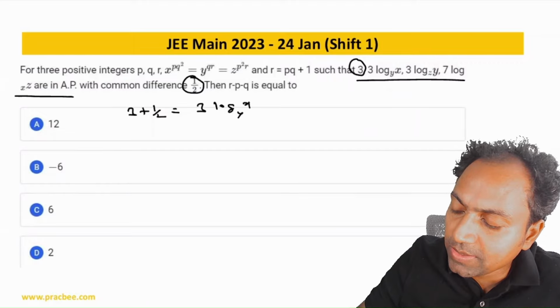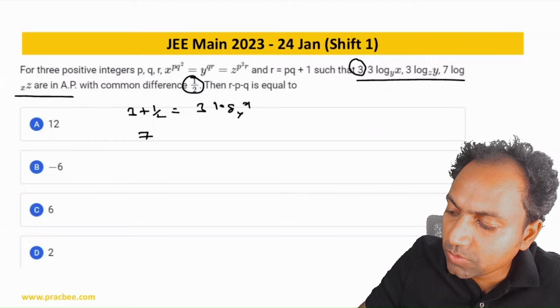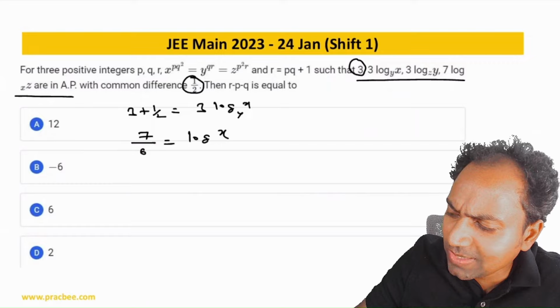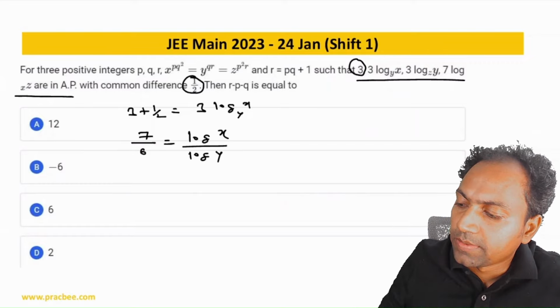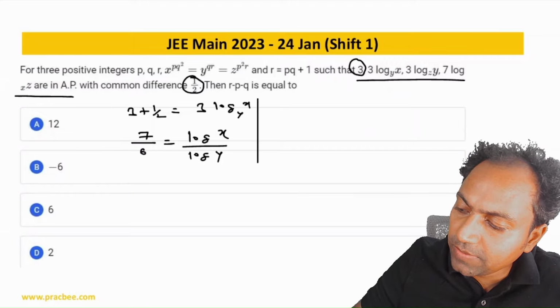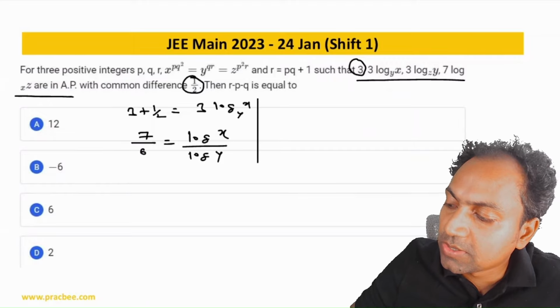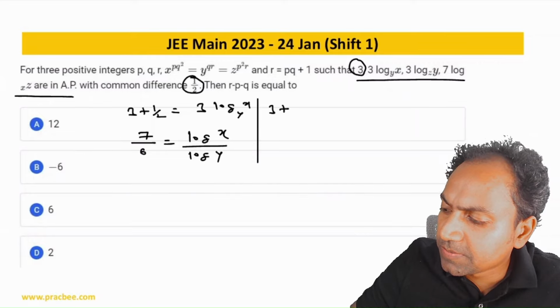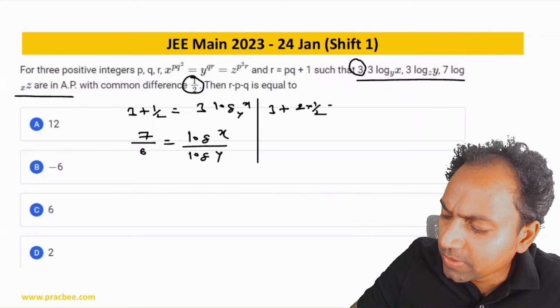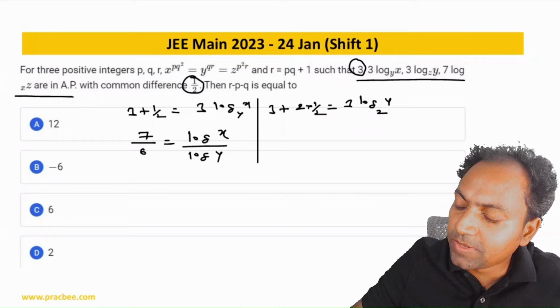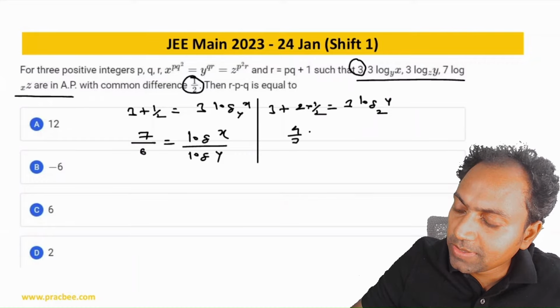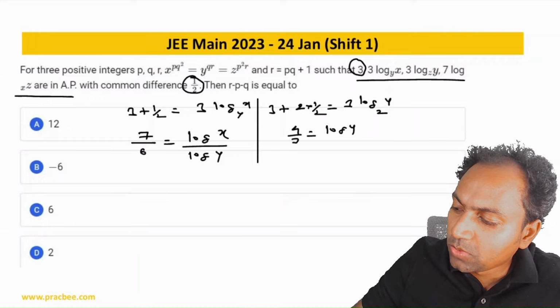Okay, so if I take the things on the left hand side, it is going to be 7 by 6 is equal to log of x to the base y. That can be written by base change formula as log x by log y. Fine. In the similar manner, if I look into the third term, it is going to be 3 plus 2 into 1 by 2 is equal to nothing but 3 log y to the base z. And again, if I simplify, this is 4 by 3 is equal to log y by log z.